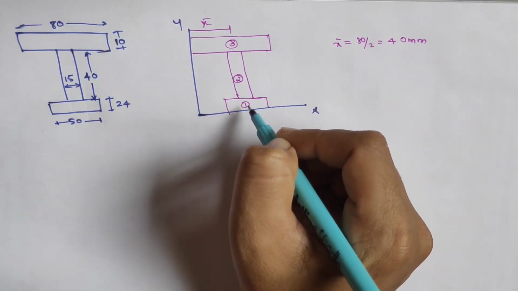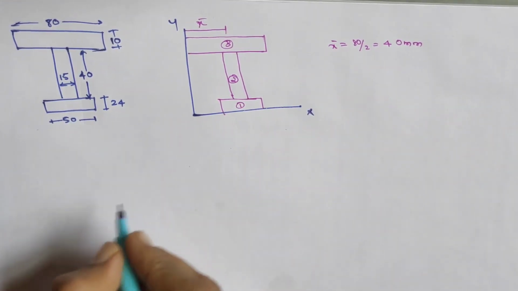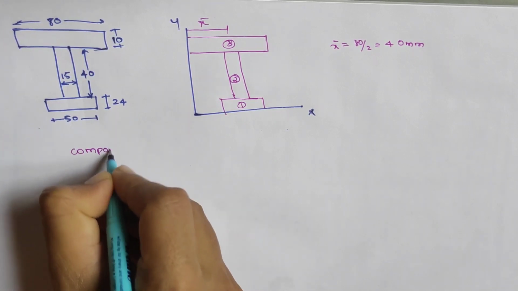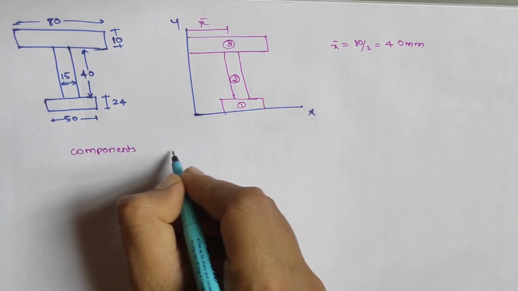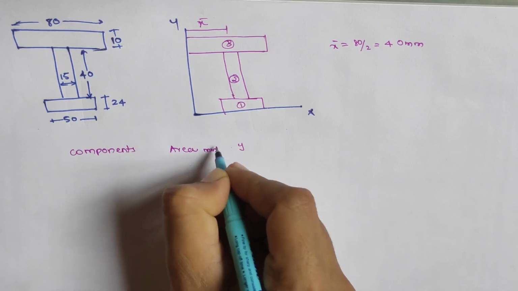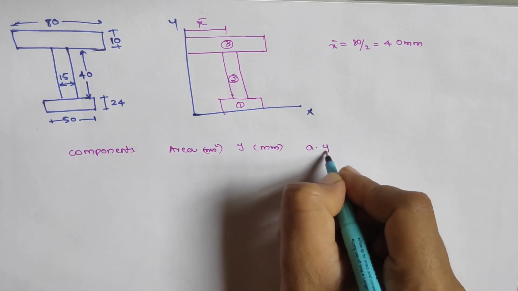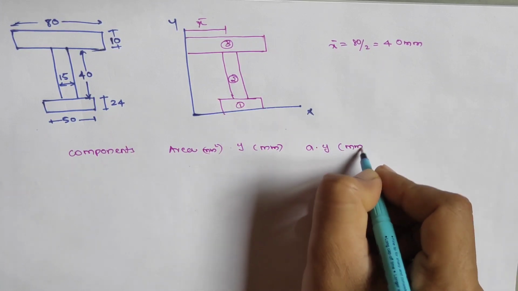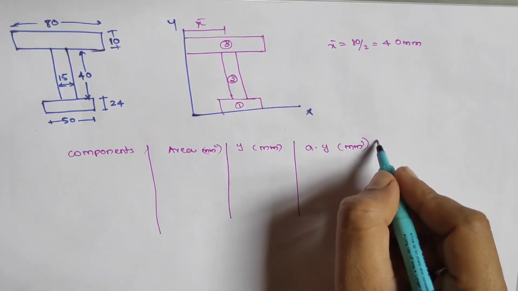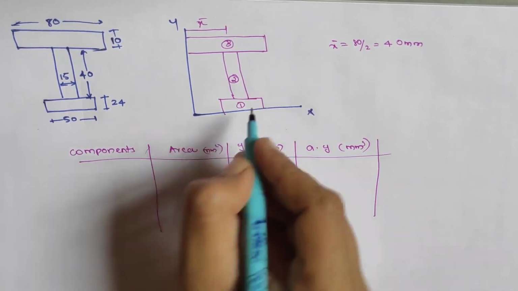So we will start with the solution. As I told in the last problem, first we have to draw one table. First one, components. Second, area. Next, y, with area in millimeter square, y in millimeter, and multiplication of area into y, that will be millimeter cube. Here we are not doing the table for x bar because x bar we already know. So next, first component will be rectangle 1.